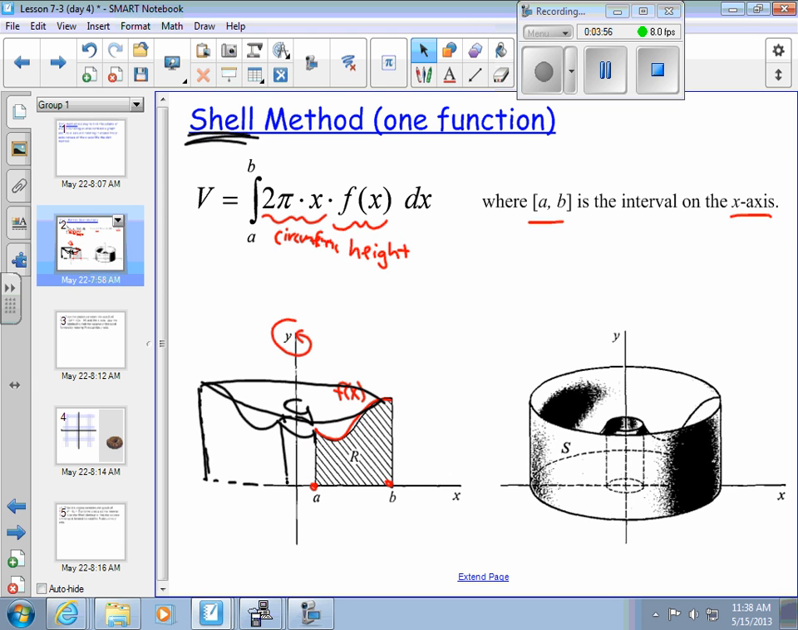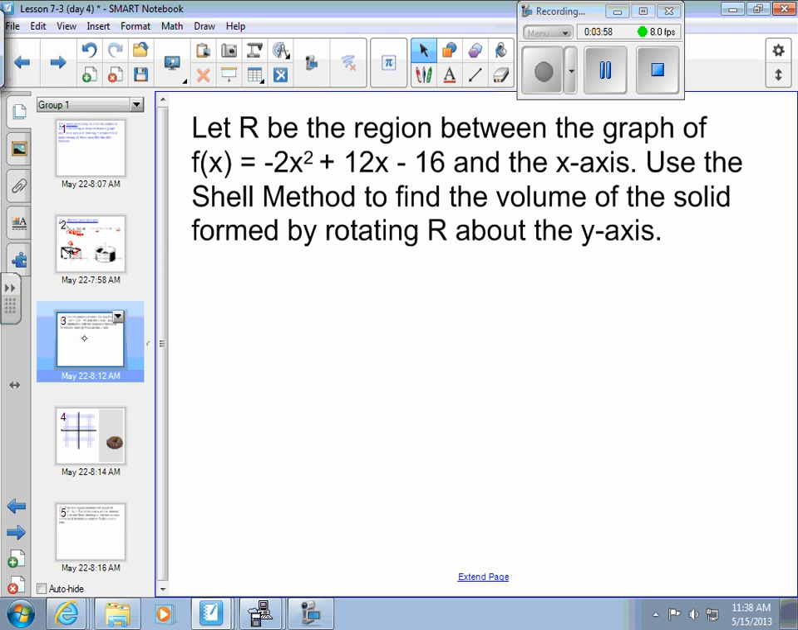All right, let's try a problem out. On this one, we're going to let R be the region between the graph of this function and the x-axis. We're going to use the shell method to find the volume of the solid formed by rotating R about the y-axis. So this is a shell method problem because our equation's in terms of x and we're spinning it around the y-axis. The first thing we need to figure out is what our limits are going to be.